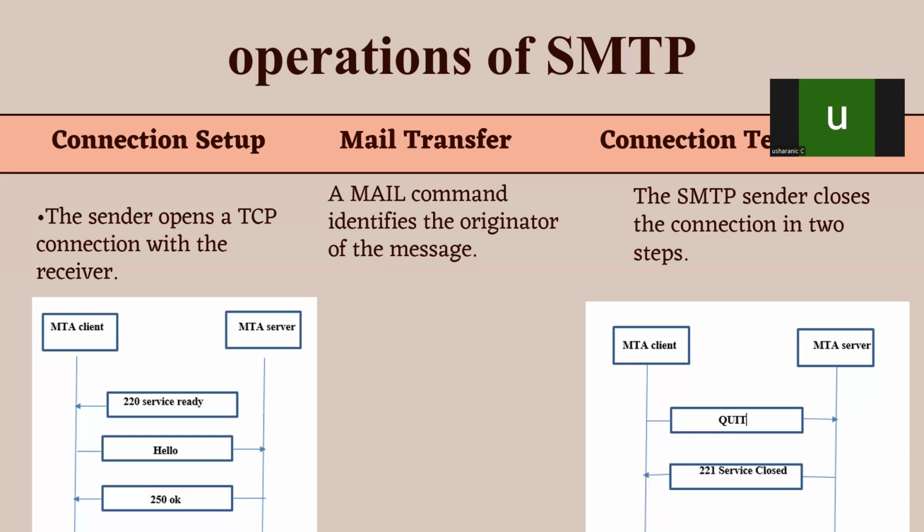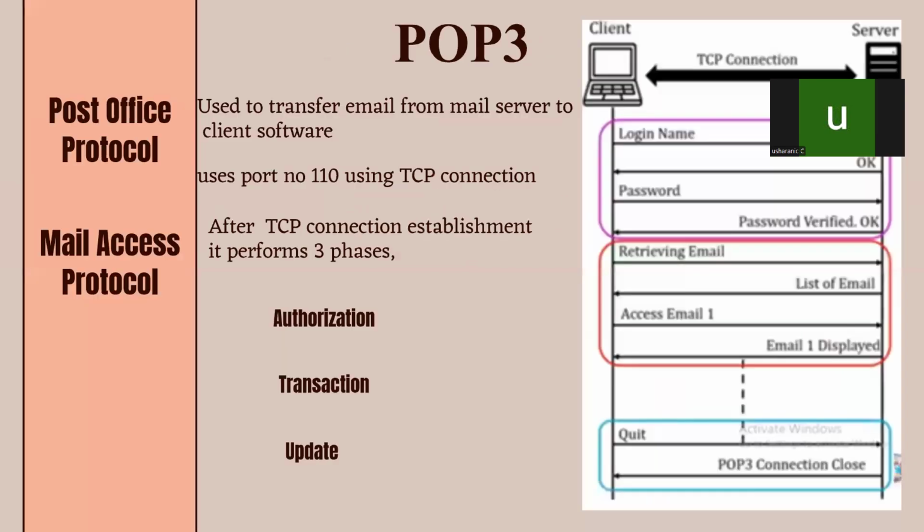And the third operation is connection termination. The SMTP sender closes the connection in two steps. First, the sender sends the QUIT command and waits for the reply from the server. The second step is to initiate the TCP close operation for the TCP connection. That is denoted by the reply code 221. And these are all the operations of SMTP.